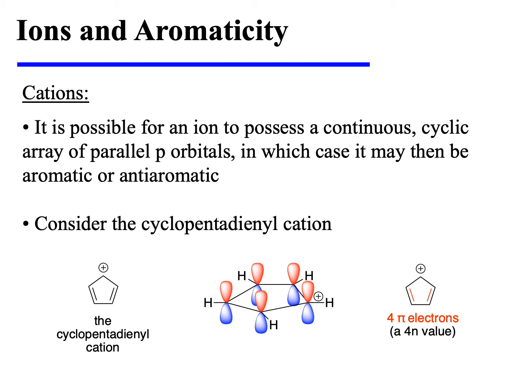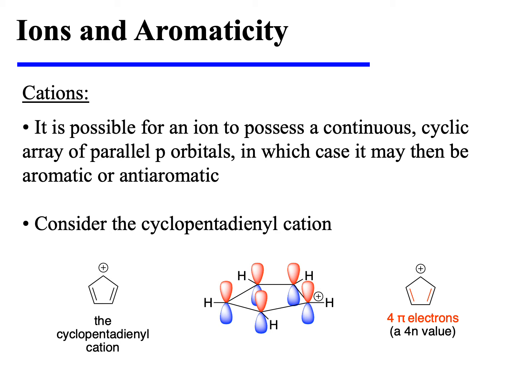To fully understand this, we may need to review our understanding of carbocations. Recall that carbocations are sp2 hybridized, which means that they have one unhybridized p orbital, and it happens to be empty. Furthermore, given the small size of this ring, it must be planar. Therefore, we do have a continuous cyclic array of parallel p orbitals.